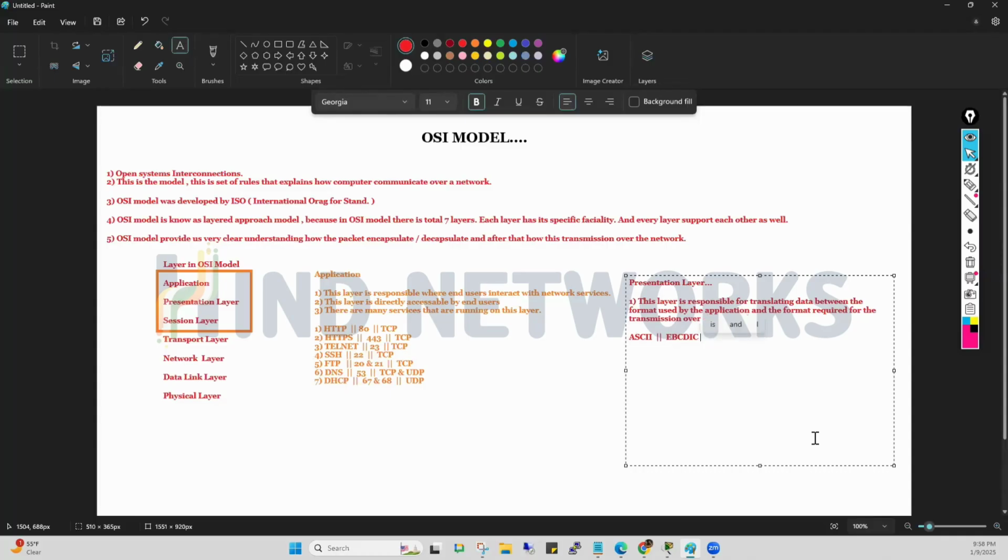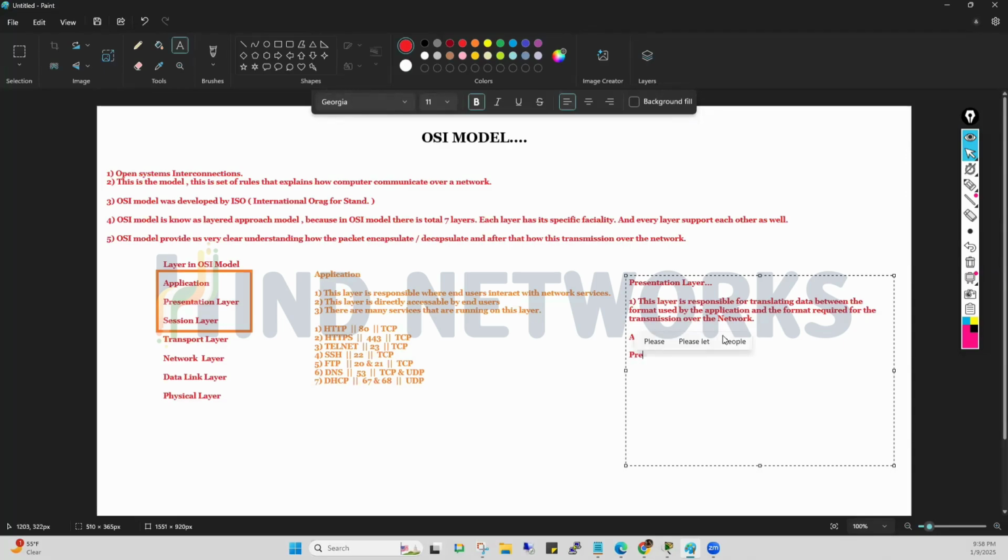EBCDIC. But in a network, if you are sending your data, if you are sending your packet in this format, your network will not understand. Your destination device will not understand. Getting my point? So what is the solution? The solution is you need to convert this into the standard format.